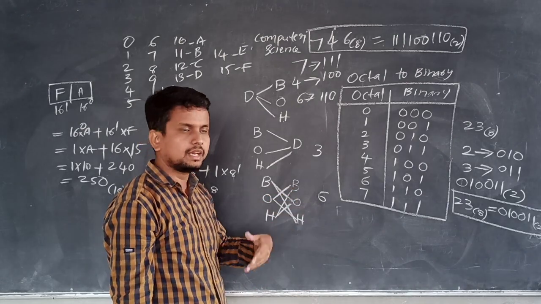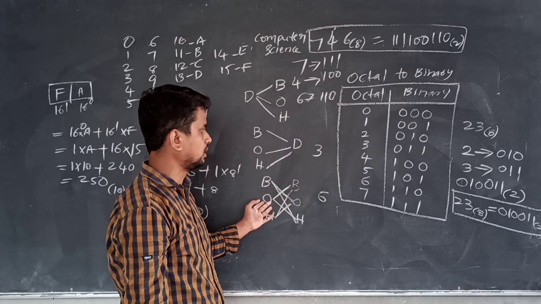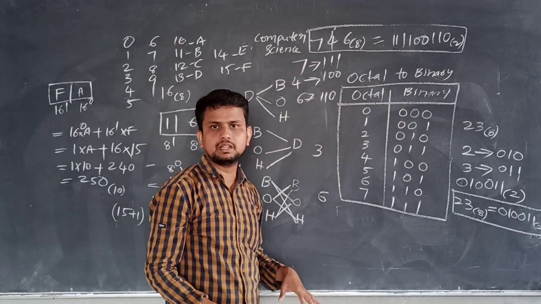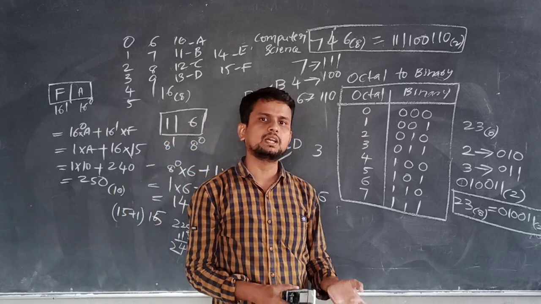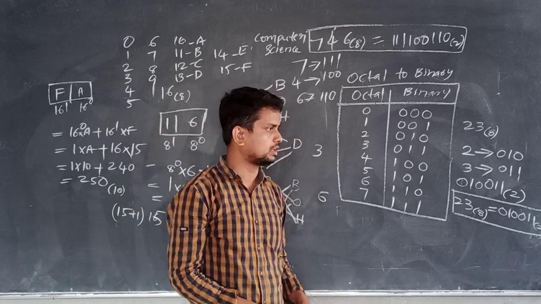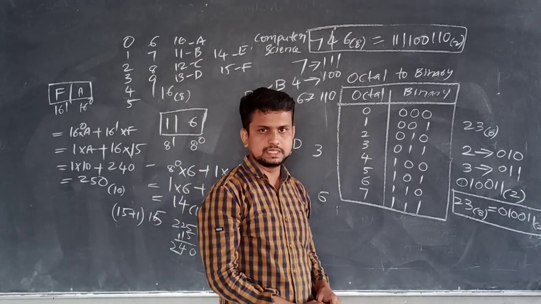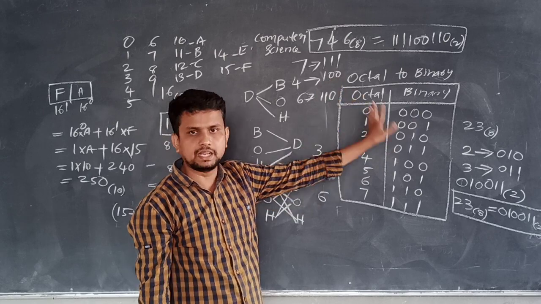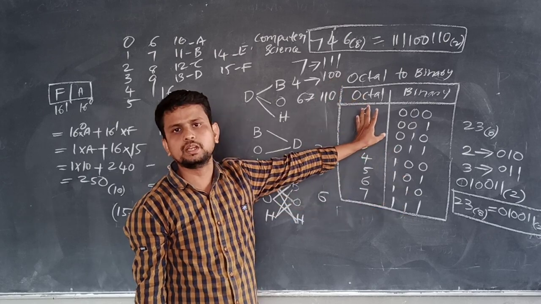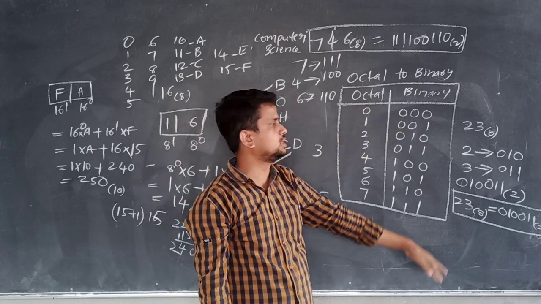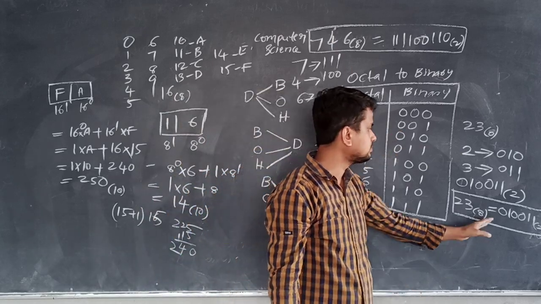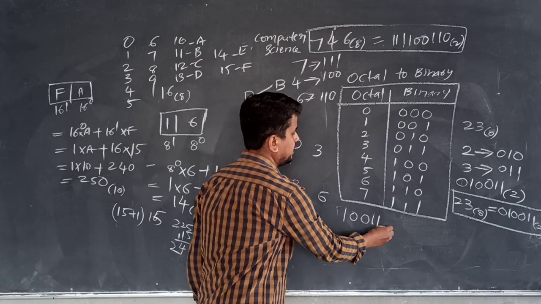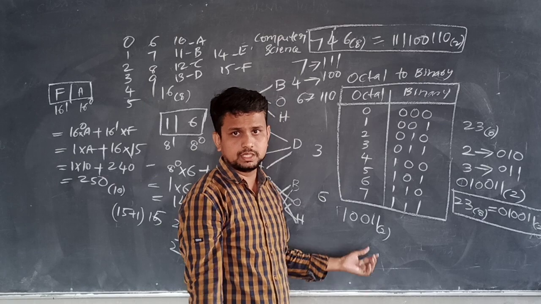So now all of you understood octal to binary conversion. Now in reverse way, binary to octal conversion. That means they will give you a binary number, and we have to convert it into an octal number. So what is the approach? The same chart, but the change is they will give you the binary number. Let us take one simple example: 10011 base 2.